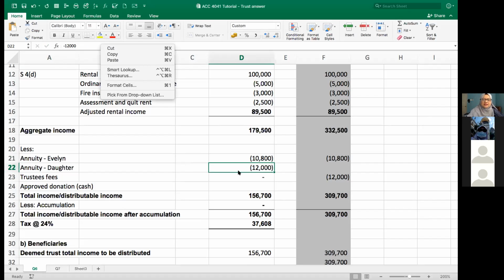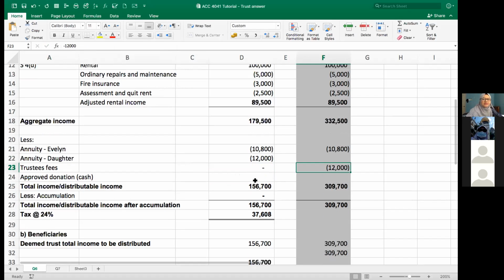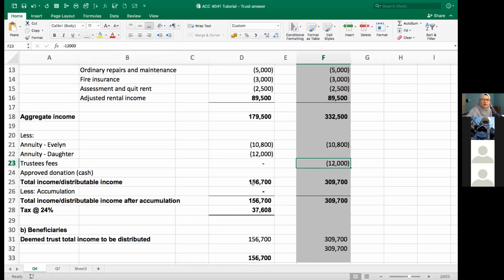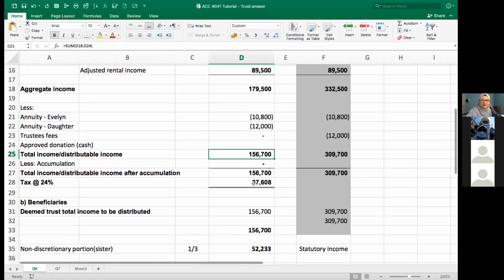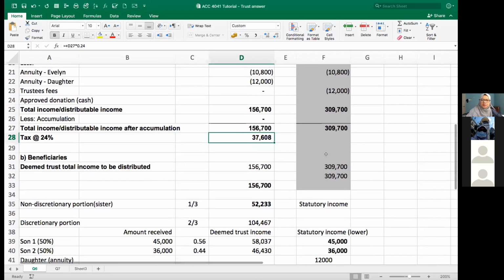Trustee fees is not deductible, alright, but it affects your distributed income. Donation, there's no approved donation. There you have your total income of 156,700 and tax at 24% is 37,600. Is that clear? Okay. In this case, because tak ada accumulation, it will not affect your distributed income punya amount lah. So your total income would still be 156,700.